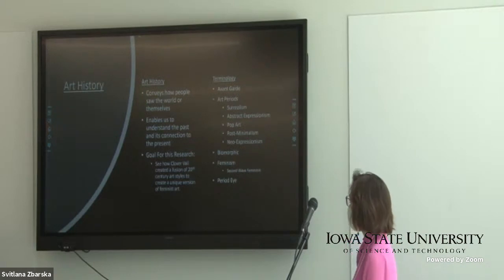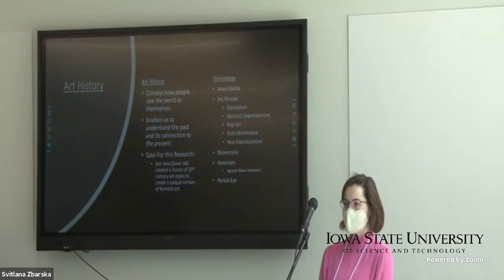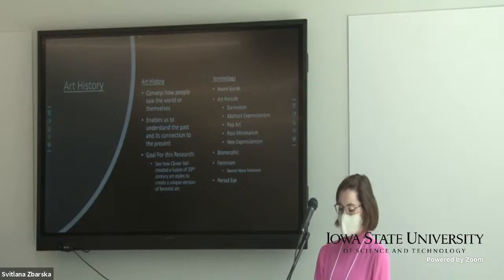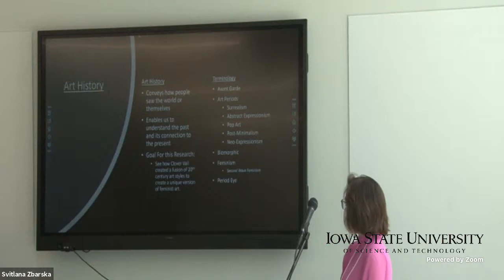Some brief background is art history, specifically looking at how artists convey how they saw themselves as well as the world in their art. Some terminology that will be used is avant-garde, which refers to unusual experimental ideas, and then some essential art terms that will be discussed more within the lecture.